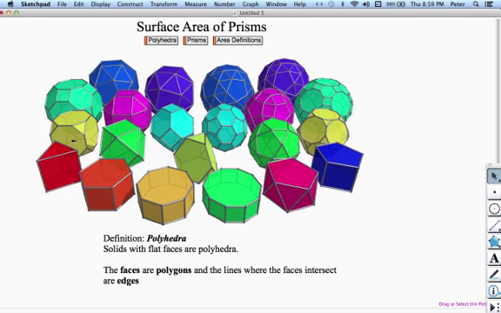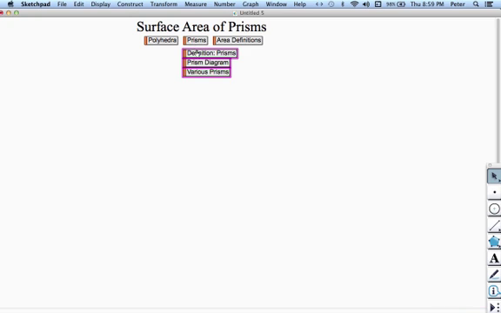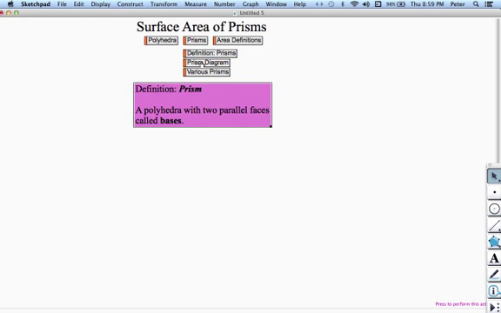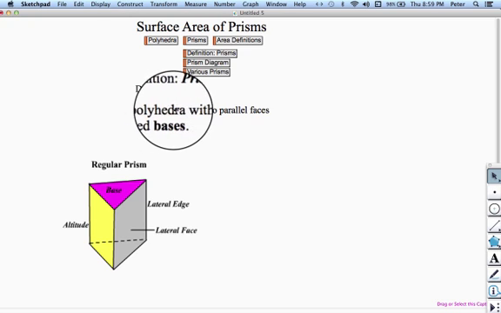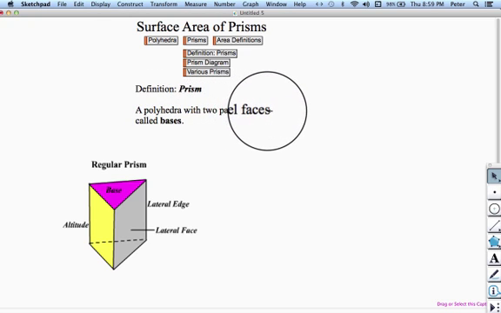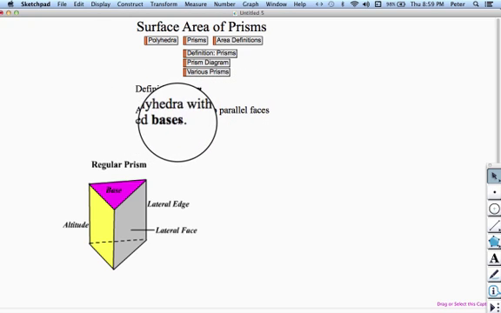Now as we move to the front of the solids pictured, you can see that some of them have sharper corners. And these are prisms. Prisms are special kinds of polyhedra. A prism is a polyhedron with two parallel faces called bases.